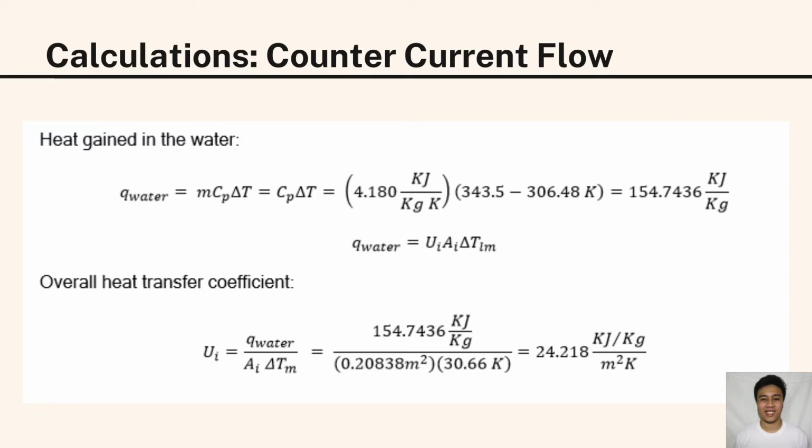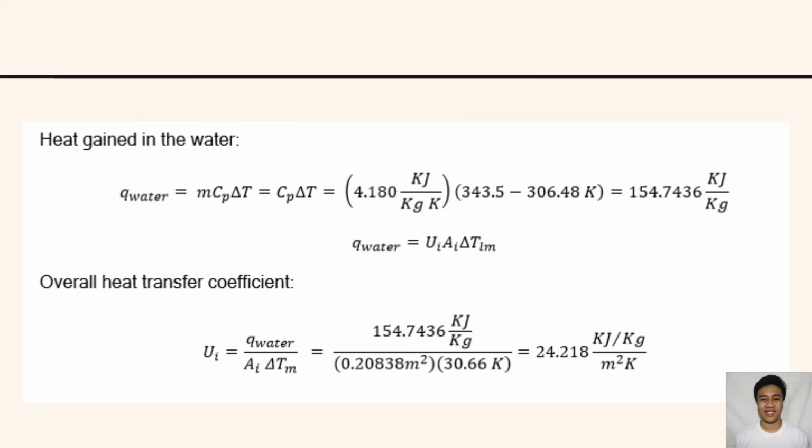The calculated value for the heat gain of water is equal to 154.7436 kilojoules per kilogram, as calculated in the slide. Then lastly, we are going to solve for the water's heat transfer coefficient during the process, which is equal to the heat gain of the water over the area using the inside diameter times the log mean temperature difference. And the calculated coefficient as shown in the slide is equal to 24.218 kilojoules per kilogram.